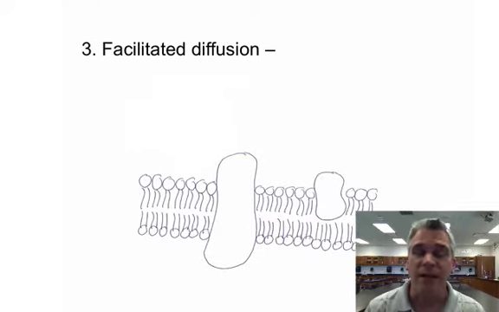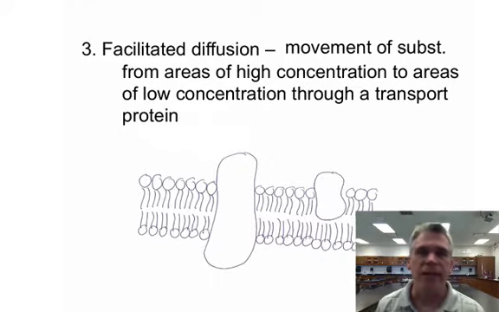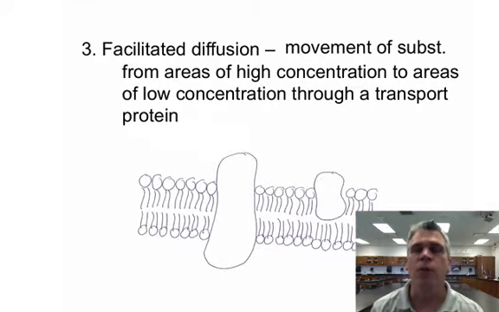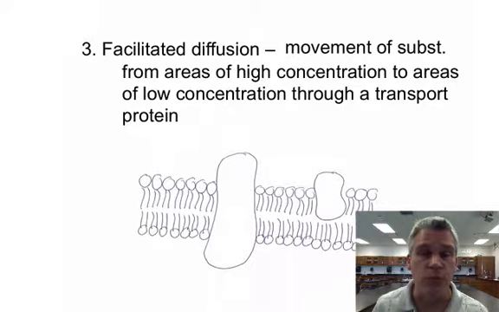Our next type is a kind of diffusion called facilitated diffusion. Now, facilitated diffusion is the movement of substances from areas of high concentration to areas of low concentration. So just like diffusion, except that they're going through a transport protein. So again, if you need to pause the video to write down that definition, please do so.